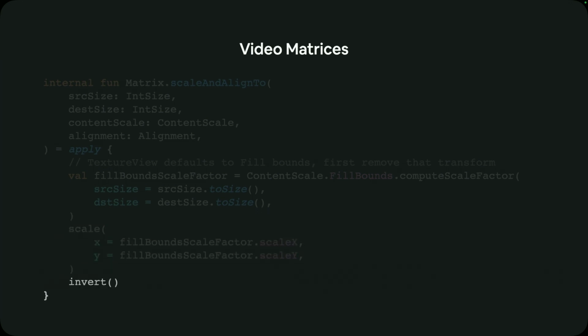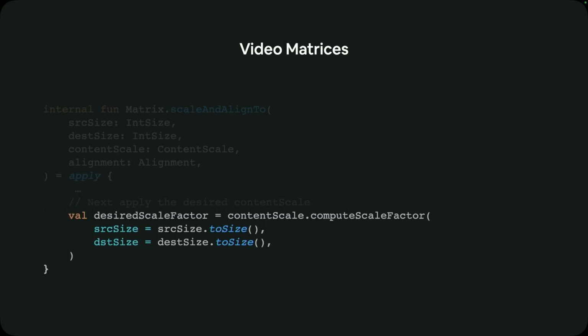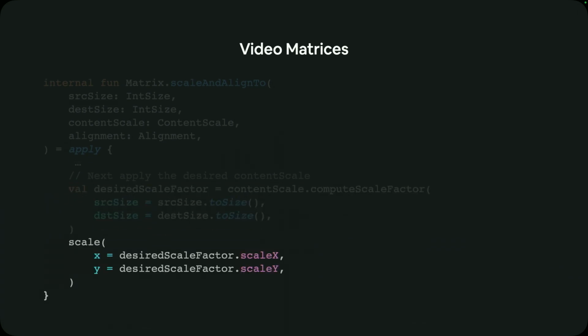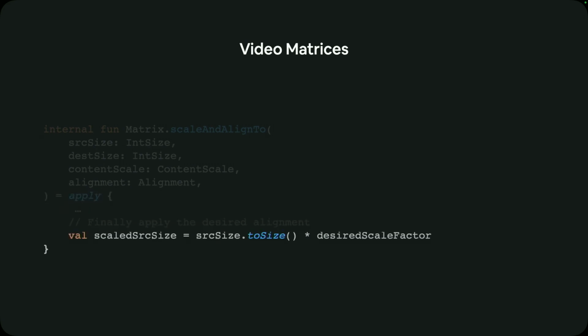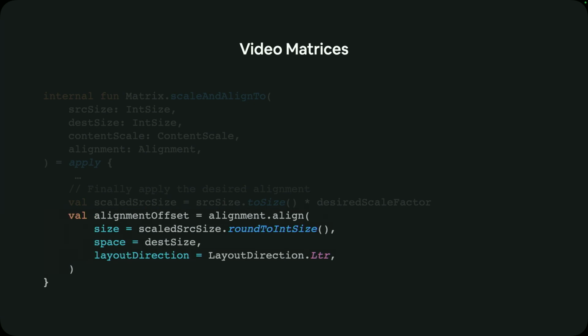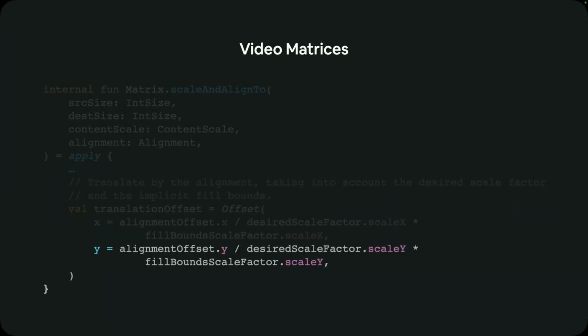But I can just call matrix.invert to invert it, and this removes the content scale. Next, I want to apply the content scale I want. So you get the desired scale factor, you compute the scale factor, and I apply my scaleX, my scaleY. But at this point, all I've done is zoom in on the image. Now I want to punch into the center, so I need to do some matrix translation. To do that, I apply my alignment, take the scale size, apply it to my scale factor, apply the alignment offset, and then finally translateX, translateY.